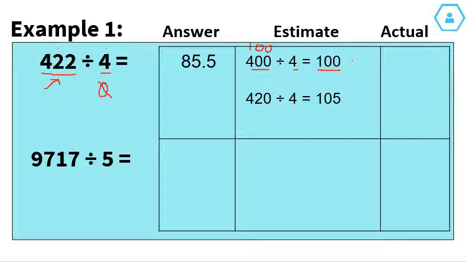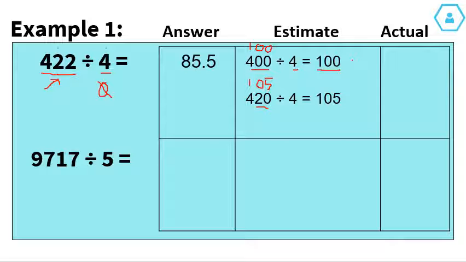If you wanted a more accurate estimate, you could round it to the nearest tens place. So instead of going down to 400, I would make it 420. So 4 goes into 4 once, and 4 goes into 20 5 times, because 4 times 5 is 20. So I have 105. Now, both of these are reasonable estimates.